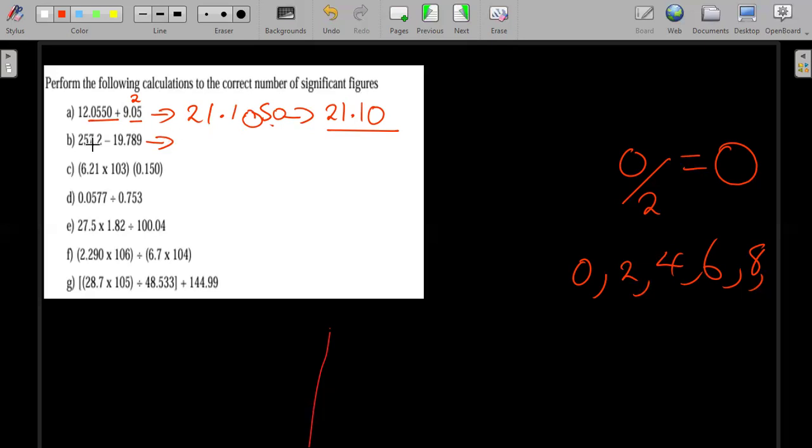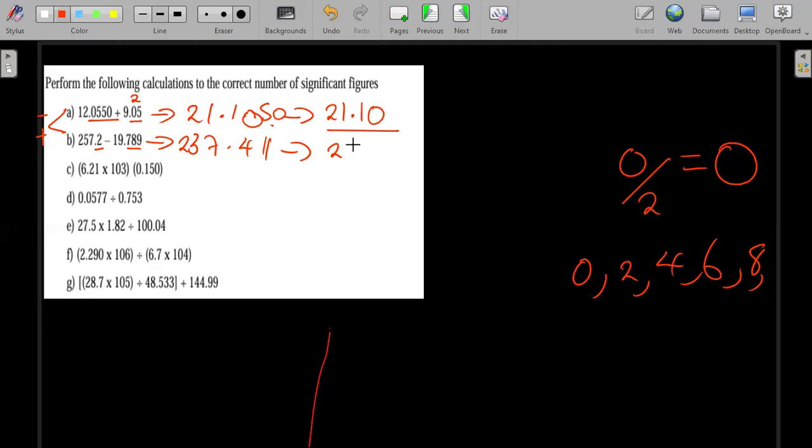So let me just repeat. 237.411. Now we have a number which has 1 decimal place, and this one has 3 decimal places. So we follow the one with the least decimal places, which is 1 decimal place. That's what we always do when you're subtracting or adding, isn't it? That's what we've learned. So in this case, we need to have 1 decimal place.